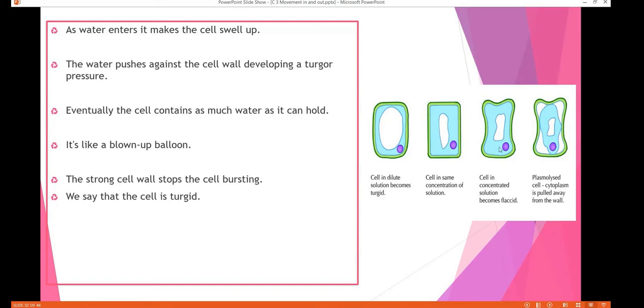Likewise, you can see this cell does not have any difference in shape. It is neither shrunk nor swollen. It is of the same regular shape, meaning the water concentration is the same both inside and outside the cell.